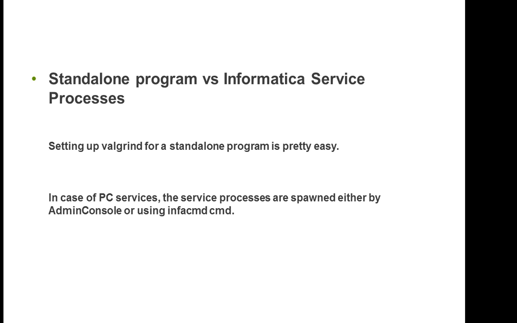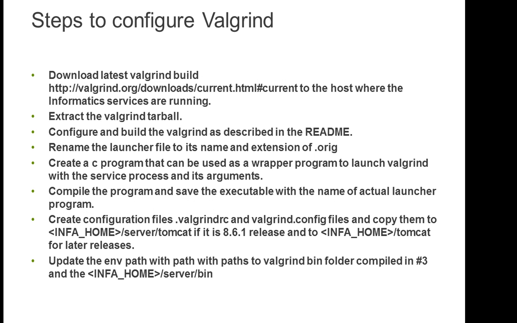If at all a user has to configure Valgrind for Informatica services, the steps to be followed are: download Valgrind from distribution site, build the binaries, configure the Valgrind tool options, write a wrapper program to invoke service process using Valgrind, and set the environment variables to point to newly built Valgrind libraries for proper usage of the tool. All these steps are to be followed in an order for successful completion of the tool setup.